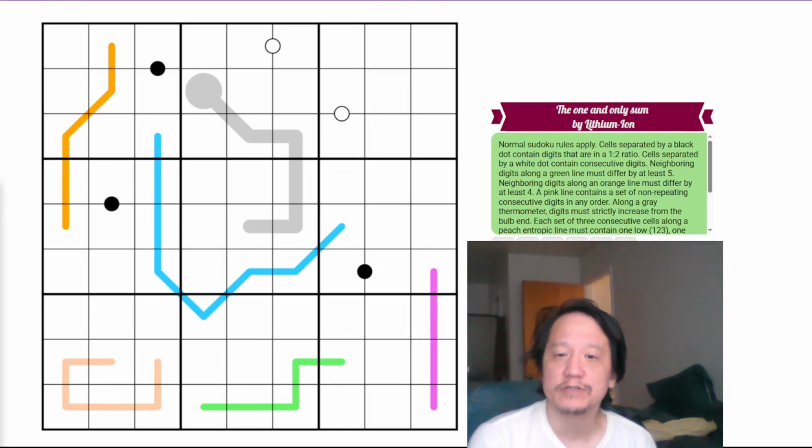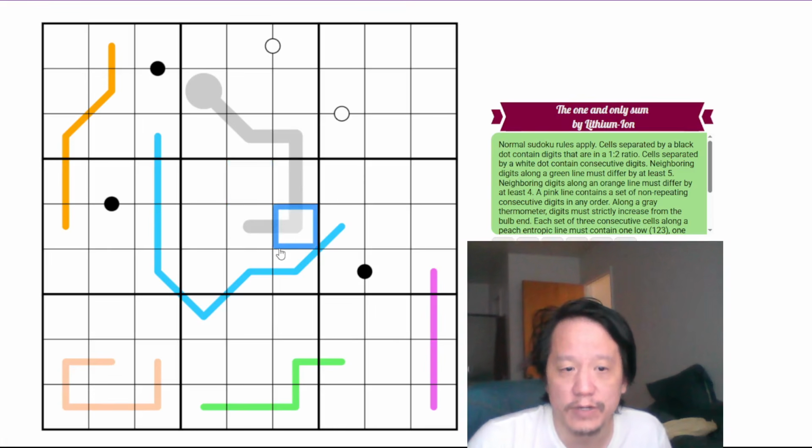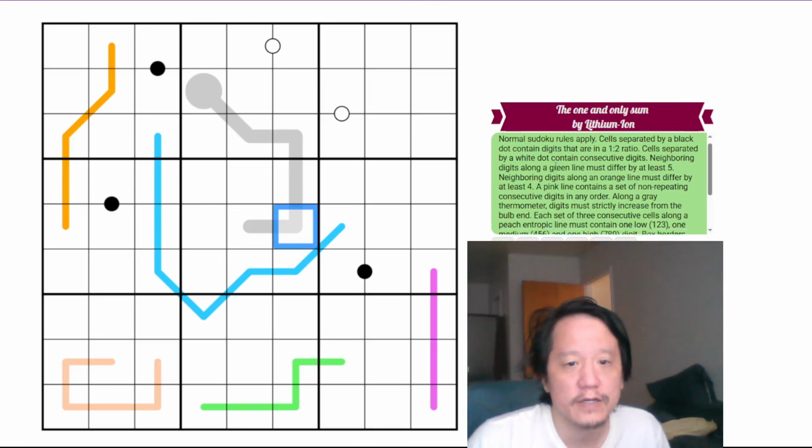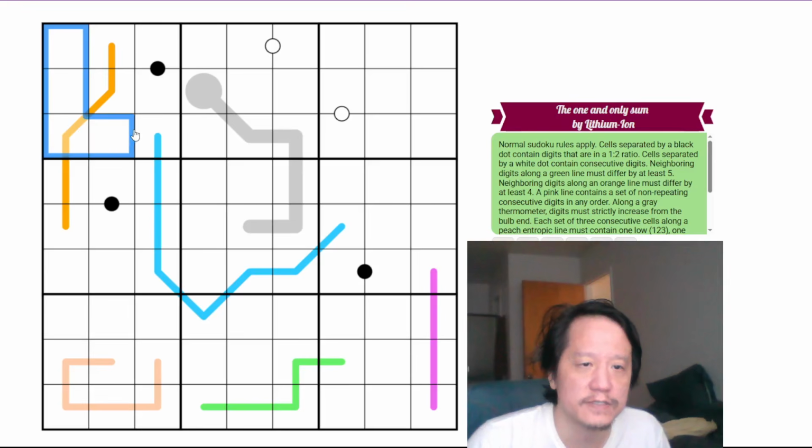Today's very easy puzzle is called The One and Only Sum by Lithium Ion, and here are the rules. Normal Sudoku rules apply, which means in every cell in the grid, place a single digit from 1 through 9 such that there are no repeats in any row, column, or designated 9-cell region.